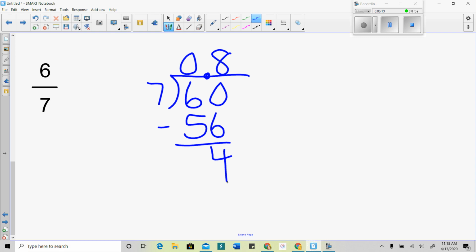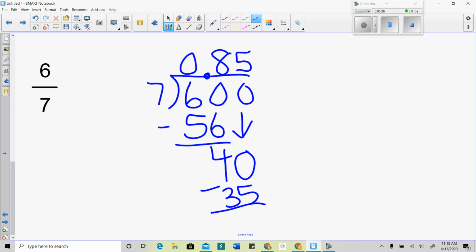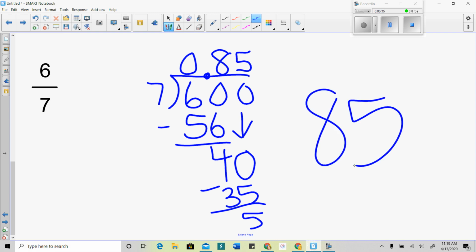Now remember, don't stop until you go to 2. So we're going to drop. We get 40. Now 7 will go into 40 5 times. And we're going to take away 35, and we would get 5. Now, we could keep going, but we're only 5th graders, so we're going to stop there. We've already gone to the hundredths place, so this would be 85%.